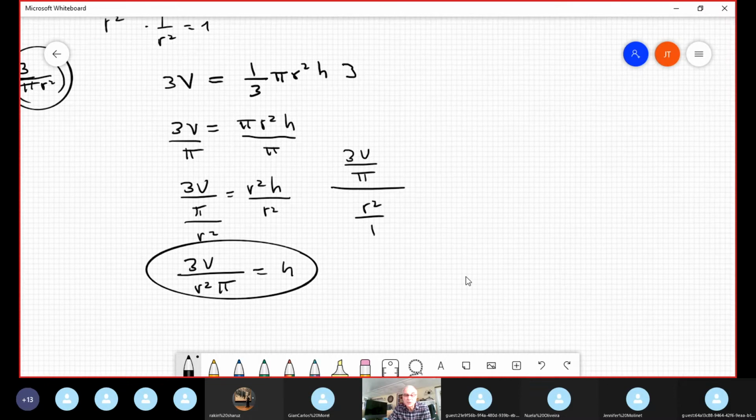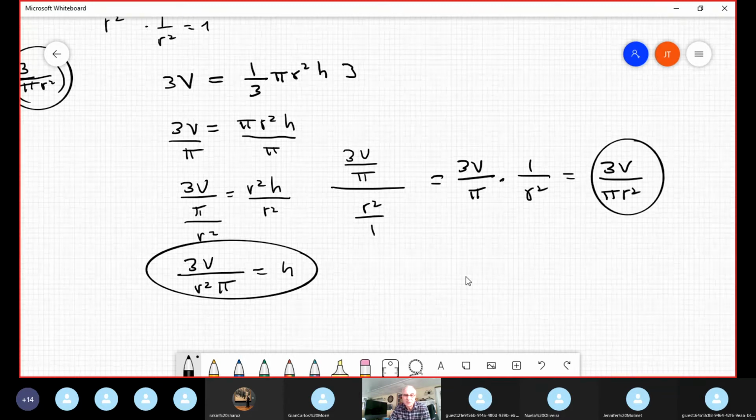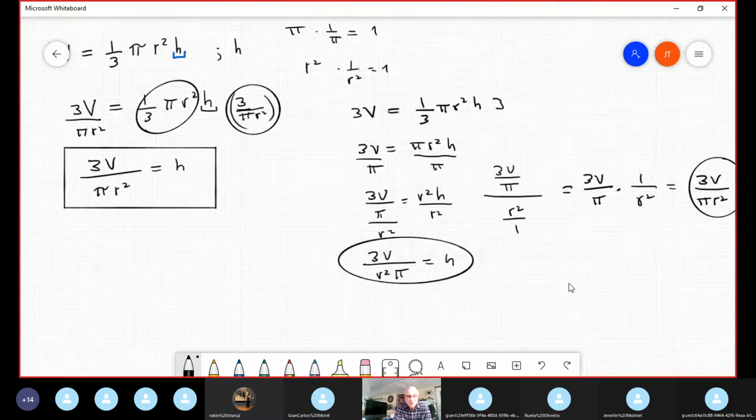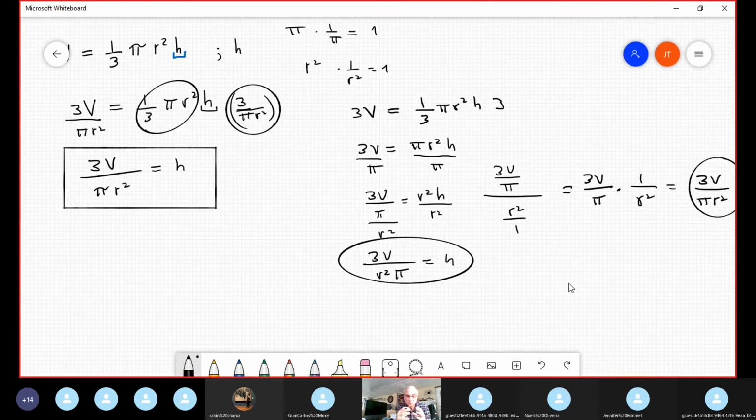When you divide fractions, you copy the first exactly the same and flip the second. And now finally multiplication, 3b over pi r squared. But no, I don't know, I don't like this way. I like this way. You see what part you need to remove because it's a multiplier.